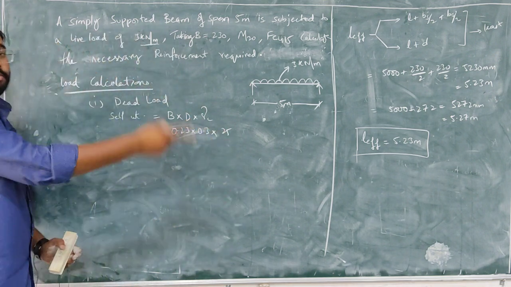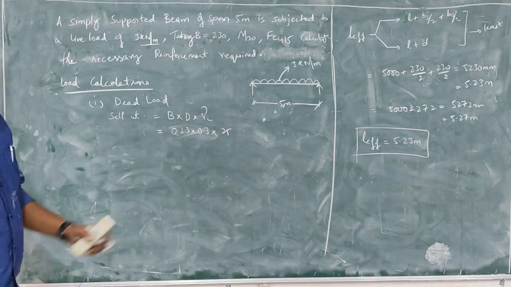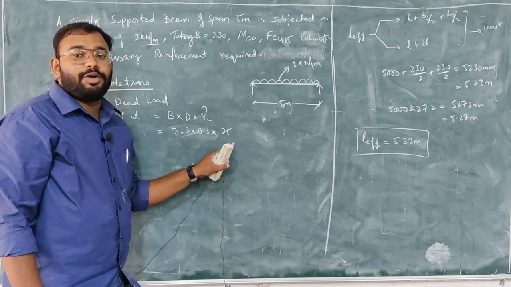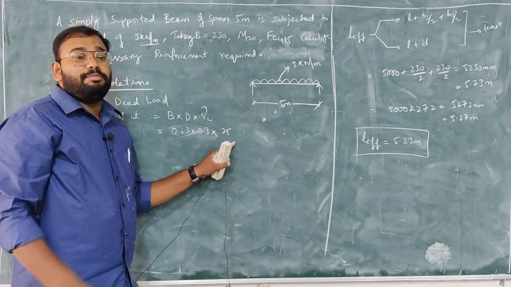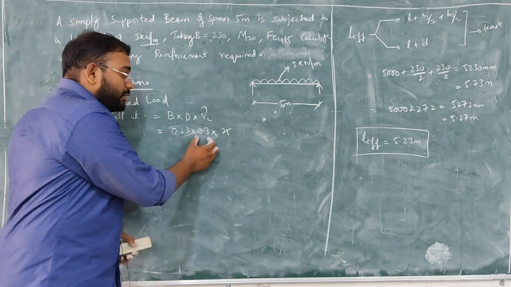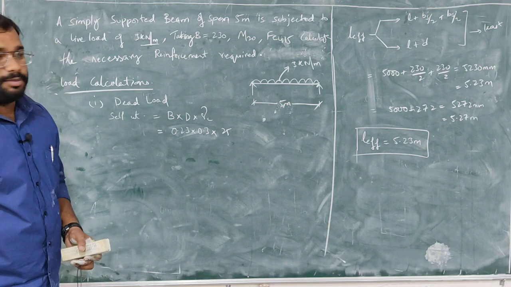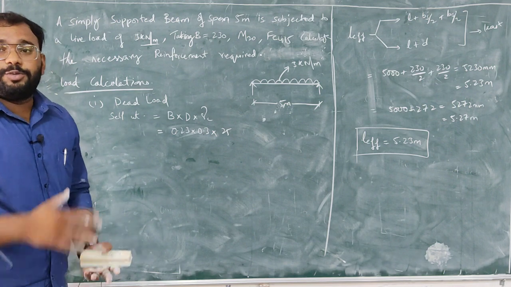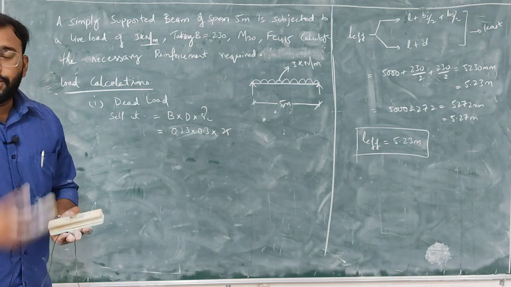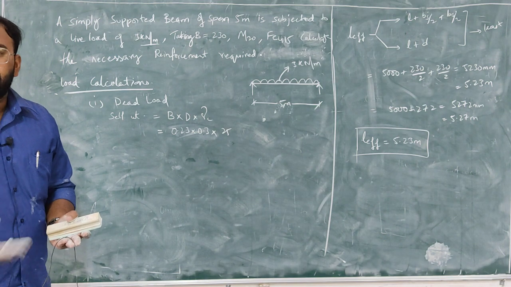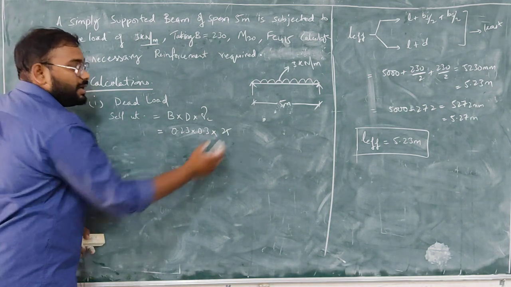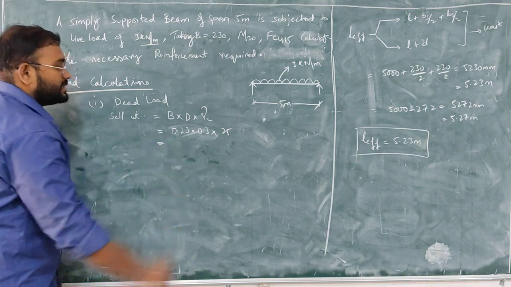Why? Because this is kilonewton per meter cube. Density of concrete, or unit weight of concrete, is in kilonewton per meter cube. So you need to multiply these two dimensions in meters, and you need to consider overall depth of beam. Why? Because weight of beam is to be calculated for overall dimensions, not for effective. That part which is beyond the tension reinforcement is also part of beam. So breadth multiplied by depth multiplied by density of concrete. Tell me how much is this?